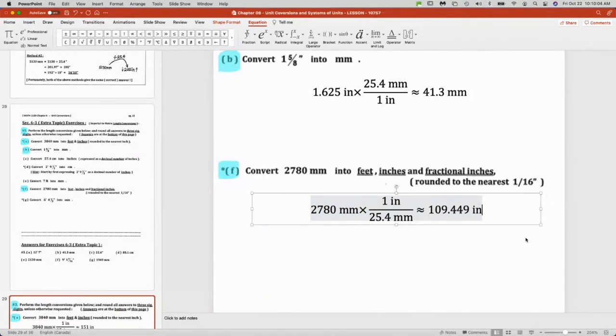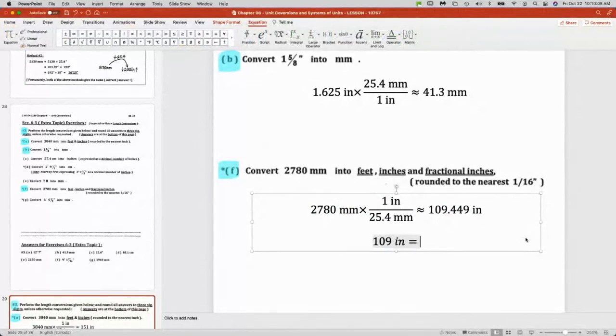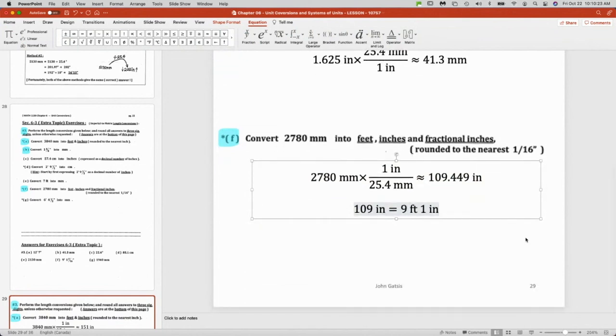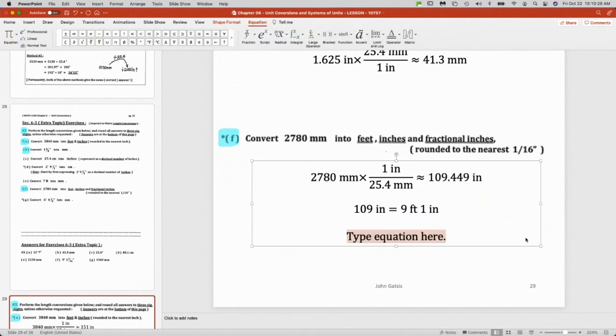So we know the following. I know that 109 inches is equal to 9 feet 1 inch, based on just some arithmetic that you can do as well. So we have most of the answer ready. It's just the 0.449 that is the issue. Recall that we did that fraction trick that I showed you in the past. 0.449 inches. We want here 16th of an inch. So we're going to multiply by 16 over 16.